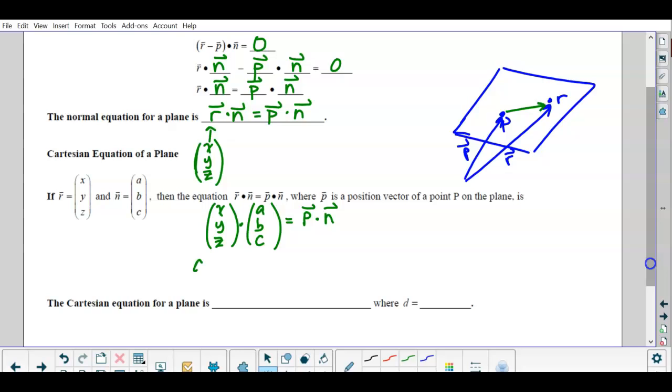If we take the dot product, that's where we see our Cartesian equation, right? The coefficients of x, y, and z are the components of your normal vector. Then you can calculate what this is if you know a position vector on your plane.